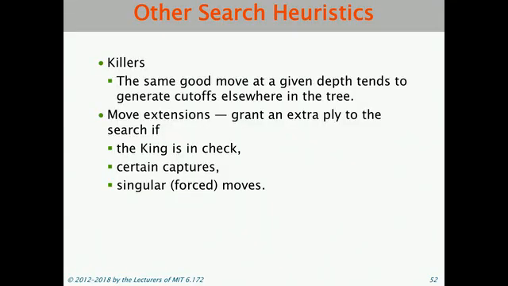Okay, there are other situations. We mentioned killers. Okay, there's also move extensions. So typical move extensions that people look at is you grant an extra ply in chess if the king is in check, or for certain captures, or if you have a forced move. So suppose you have a move and it's the only move you can make. Then don't count that as a ply. So you can search deeper along lines where there are forced moves. That's what they do in chess. In Leiserchess, not quite so clear what you do, which ones you would do extensions for.